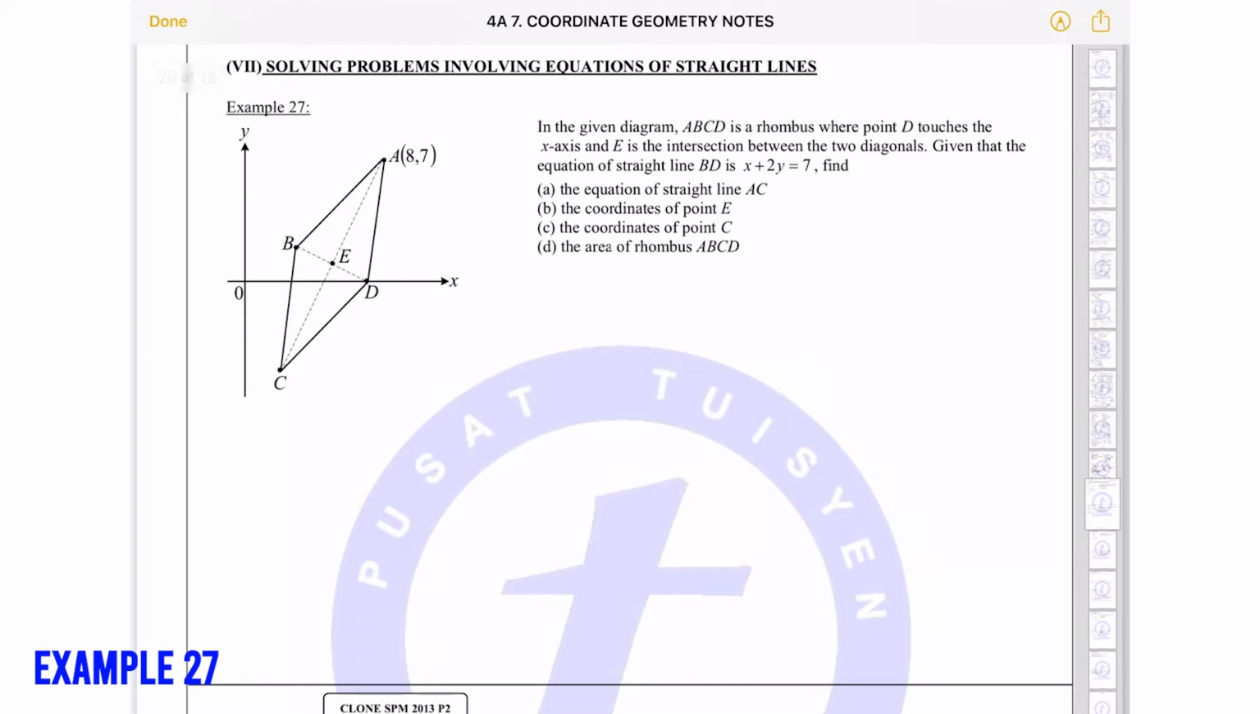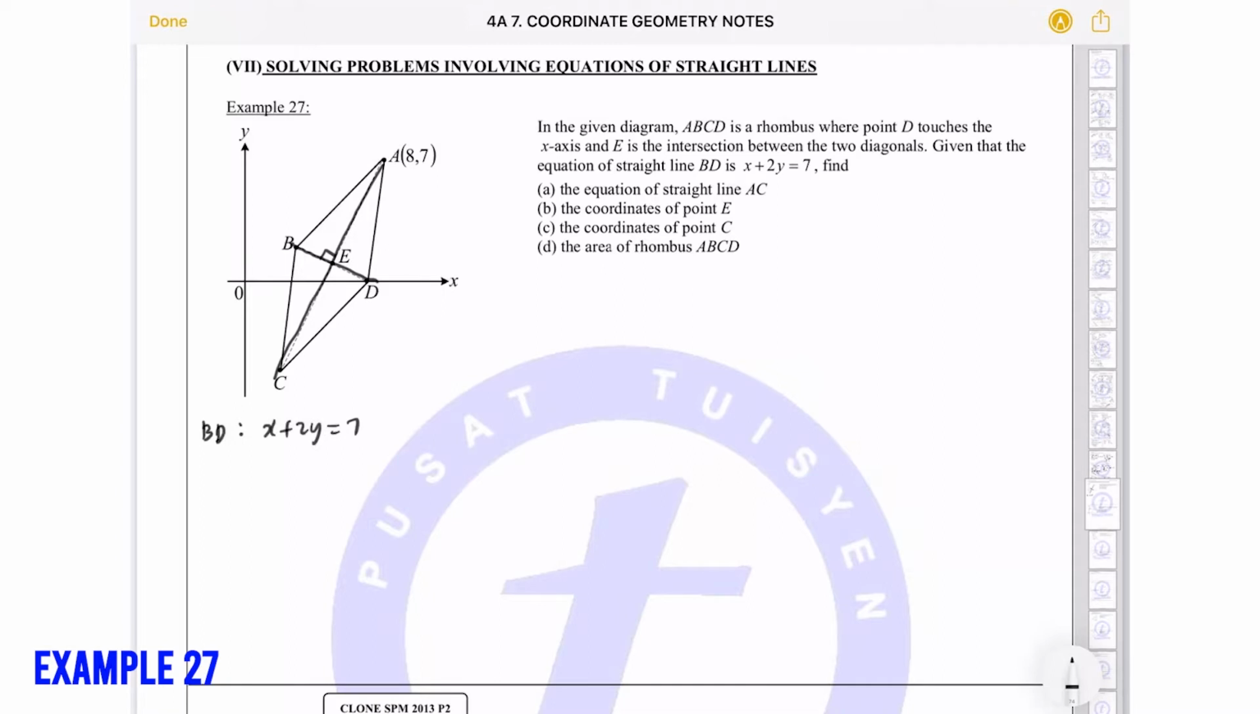Example number 25. In this diagram, ABCD is a rhombus where D touches the x-axis and E is the intersection between the two diagonals. Given the equation of straight line BD is x plus 2y equals 7, find the equation of straight line AC. One thing we know straight away is that BD, x plus 2y equals 7, is perpendicular to AC. So if it's perpendicular, it's 90 degrees here.